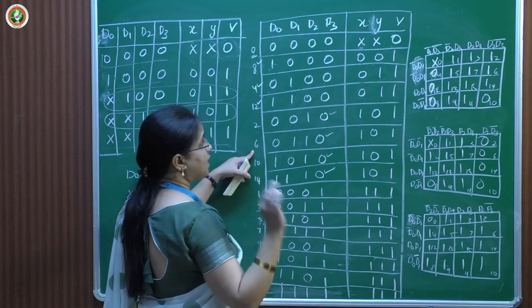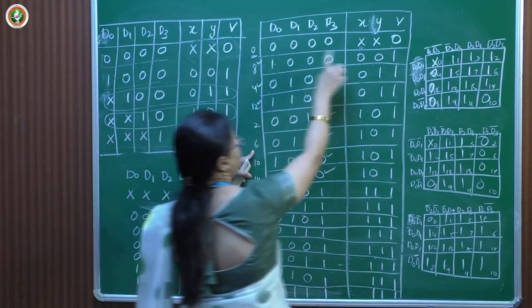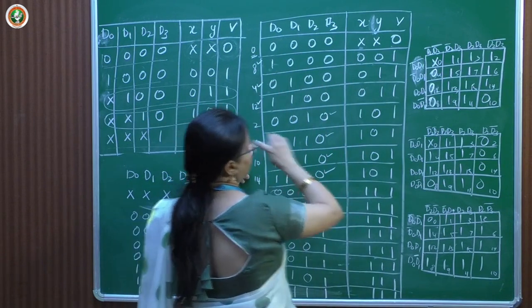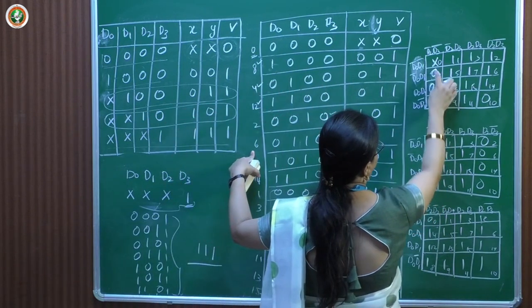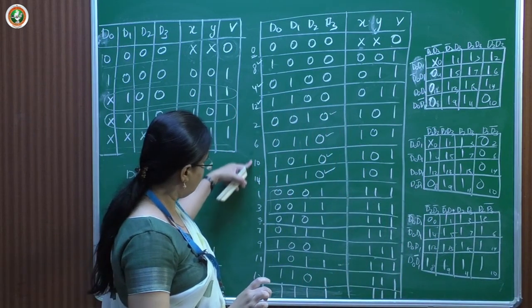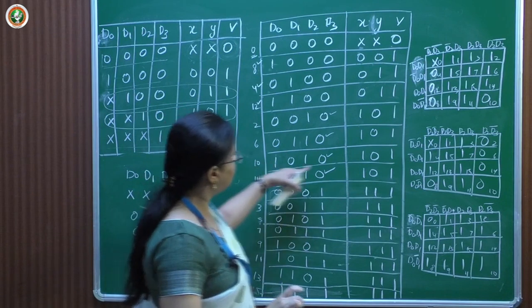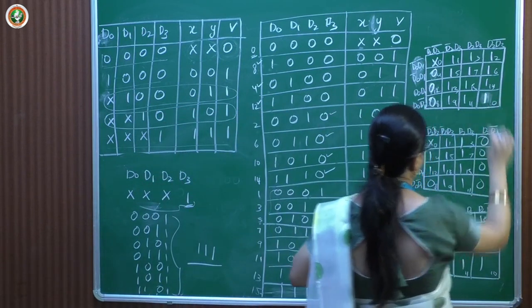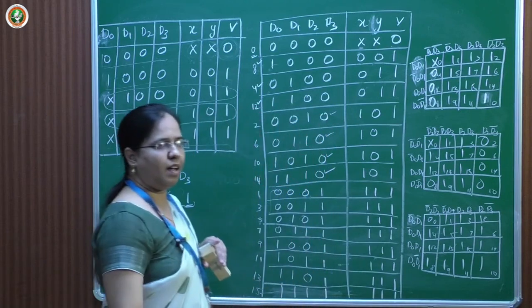So, you have to just cross verify. For 0, it should be X. And for 8, 4 and 12, it should be 0. Again for 10, it should be 1. It is 1 here. I hope it is clear.